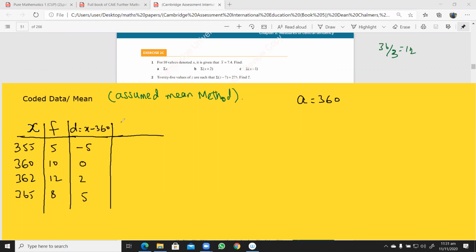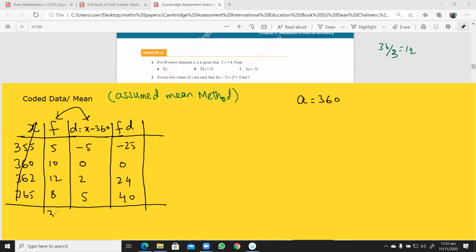My next column would be FD, so I'll be multiplying these two columns together. I am not going to use this anymore. 5 into minus 5 is minus 25. This is 0, this is 24, and this is 40. And I have to see how many days I have been collecting these eggs. This is 15 plus 20, that is going to be 35. We add, and this is going to give us the total number of eggs here. This is minus 1, this is going to be 39.